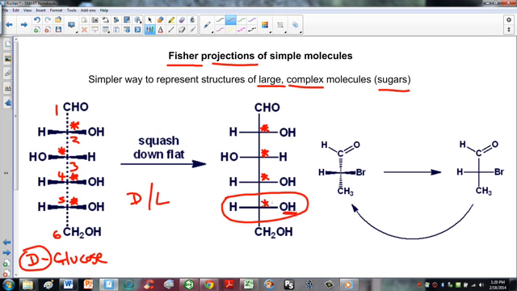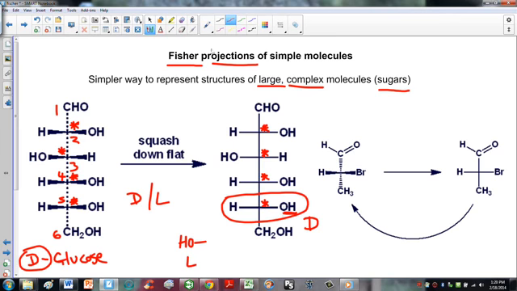The OH is either going to be pointing to the left or to the right. In this case, it's pointed to the right, which makes it a D sugar. That's why this is D-glucose. L-glucose would be the same thing, but with the OH on the left. All right? It's only the last but one carbon, the penultimate carbon, that D and L come from.